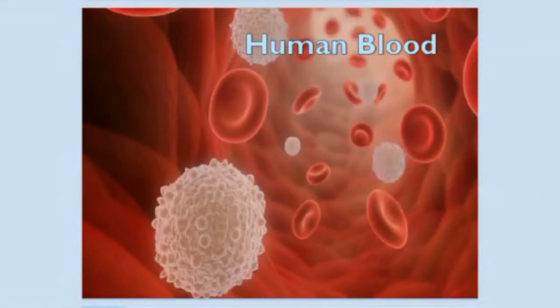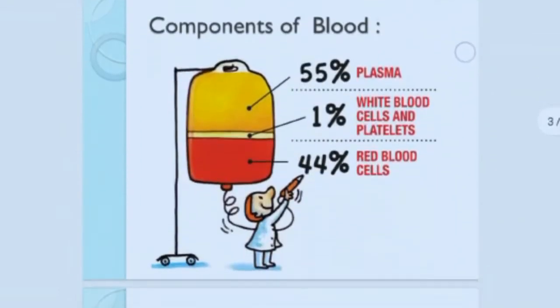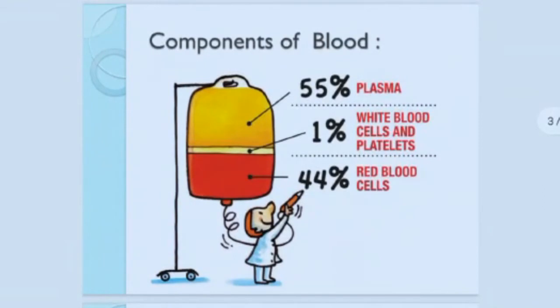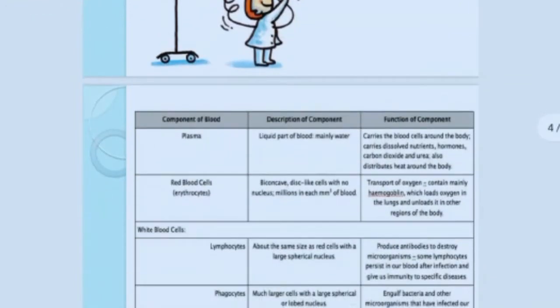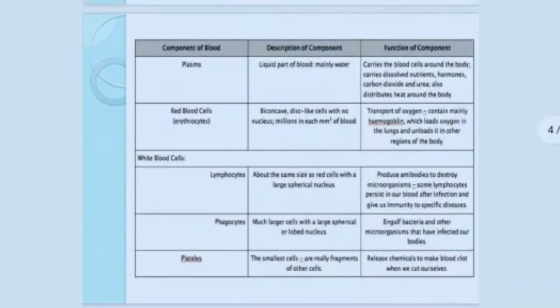Let us first discuss human blood. What are its components and what are their functions? The major components of blood are plasma, WBCs, RBCs and platelets. There is around 55% plasma present in our blood, while the percentage of WBCs is just 1%, and there are 44% RBCs present in our blood. Let us discuss the functions of these components.